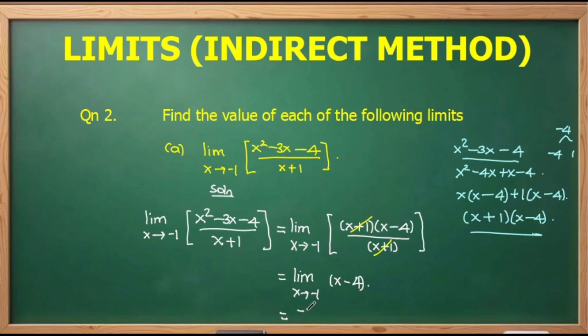So we'll have here -1 minus 4. And they have the same sign, so we simply add them together. Then we have -5 as our answer.